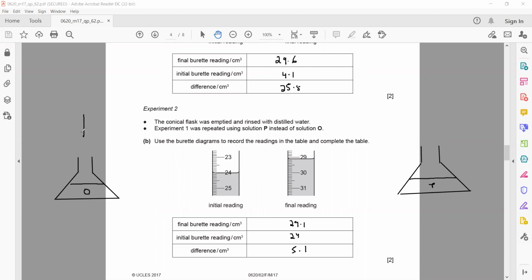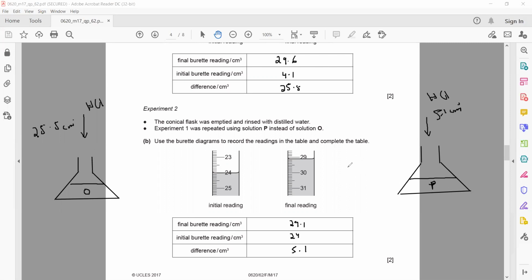Which solution is more concentrated, sodium hydroxide solution O or solution P? Which solution of sodium hydroxide is more concentrated? Which solution contains more particles, or has more concentration, O or P, for sodium hydroxide? The correct answer is O.